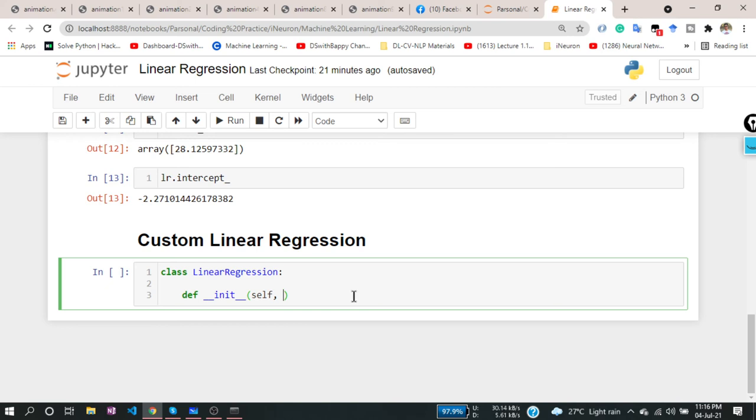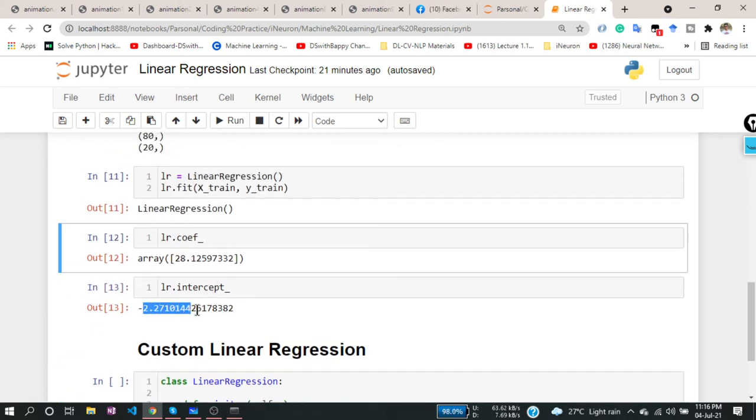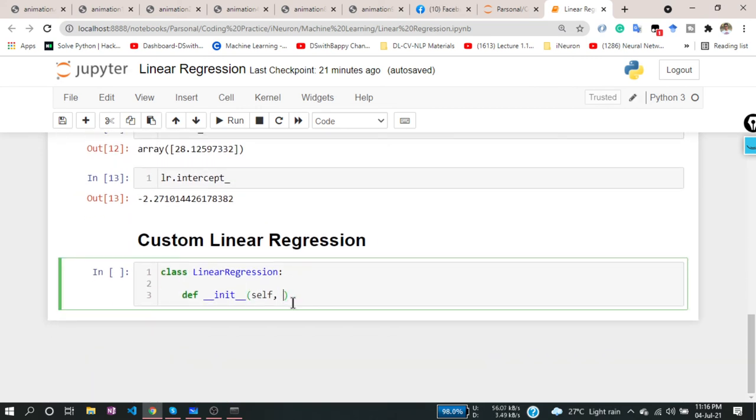Based on the epochs and based on the learning rate, we can tune these values, whatever they are getting. Now let's see. I will set the learning rate. Learning rate is alpha, because mathematically we call it alpha, but whenever we are coding, we have to write it out.